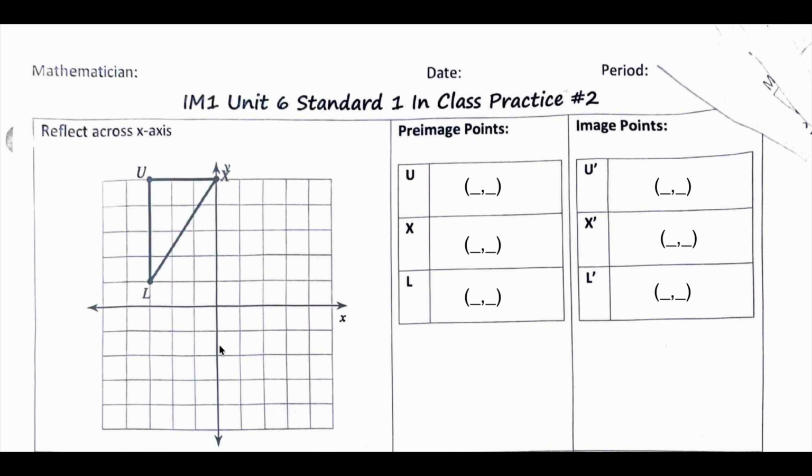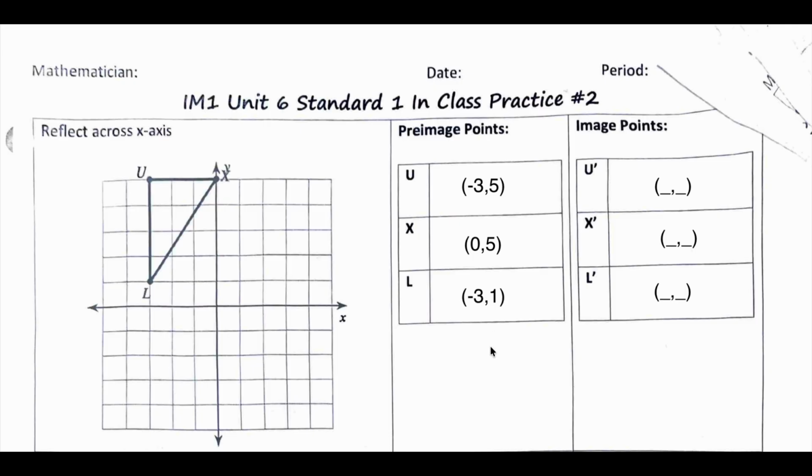Looking at the coordinates of U, we can see that it is (-3, 5) in the original image. So let's write that down in our pre-image table: (-3, 5). Then if we're looking at X, we can see that it's (0, 5), so we'll write that down here. And then L is (-3, 1).